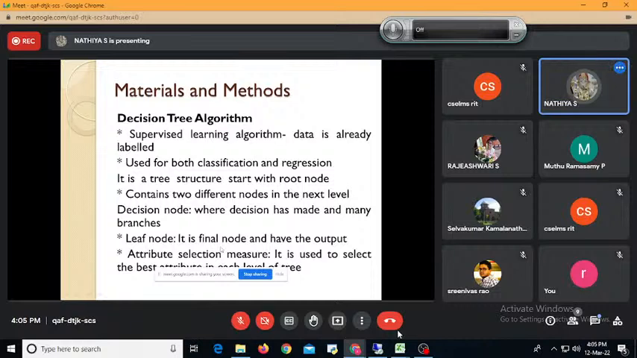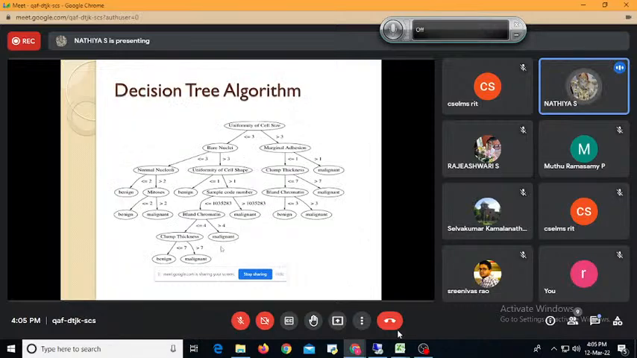The decision tree will start from the root node. It will move to the next level. The next level node is called a decision node, where it has many branches. From the decision node, the tree will continue. And the leaf node is the final node. Only in that final node do we have an output. So in my case, the particular data is classified as either benign or malignant. The attribute selection measure is used to select the best attribute at each level of the tree.